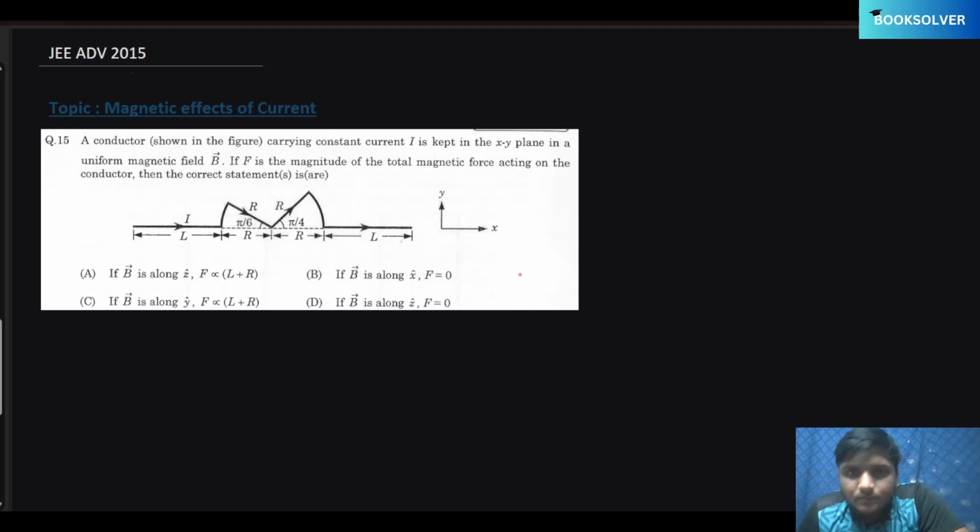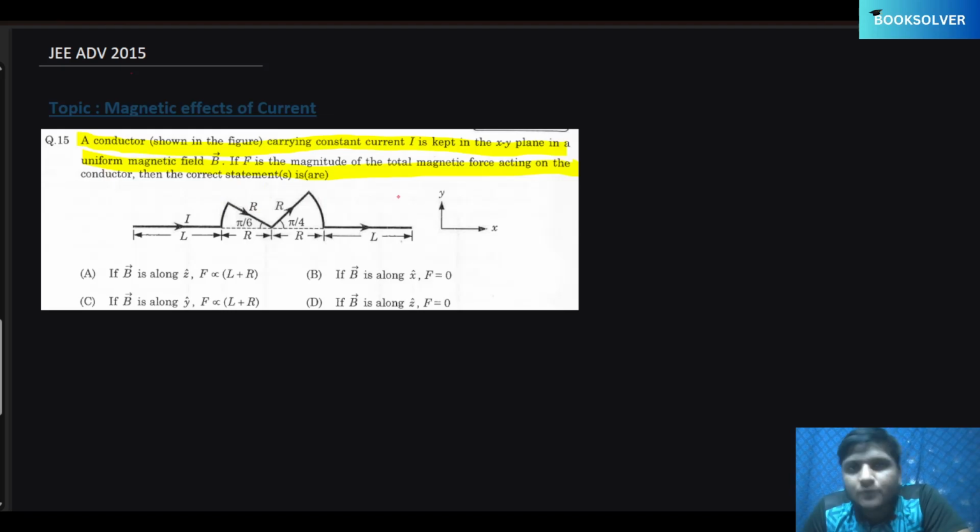Hello everyone. So today we are solving another question of JEE Advanced 2015. This is on the topic of magnetic effects of current. So let's read the question. We are given a conductor, shown in the figure, which is carrying a current I. It is kept in the XY plane in a uniform magnetic field. If F is the magnitude of the total magnetic force acting on the conductor, then the correct statements are.